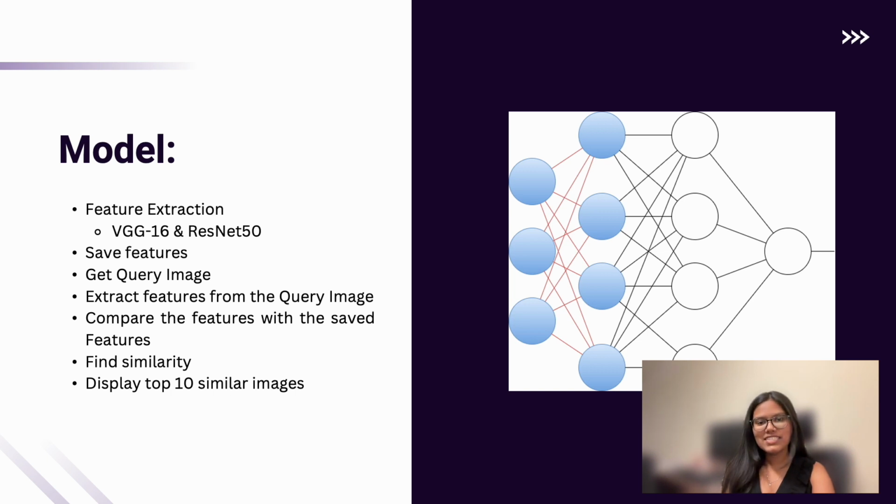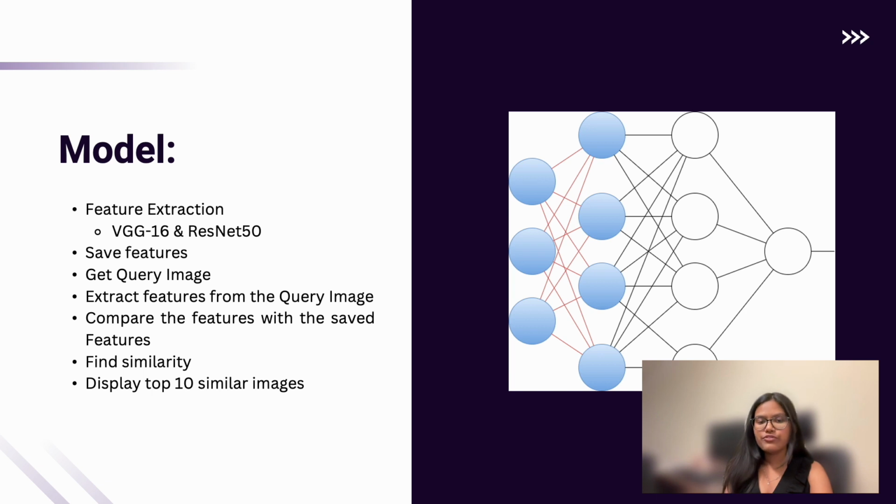Hi everyone, this is Subhashri Dinesh. Moving on to how our model works, we've used two models, VGG16 and ResNet50, to extract features from our dataset, which consist of over a lakh of data points. We save these features in NumPy files, and then we also pass the query image into the same model. We then extract the features from the query image as well.